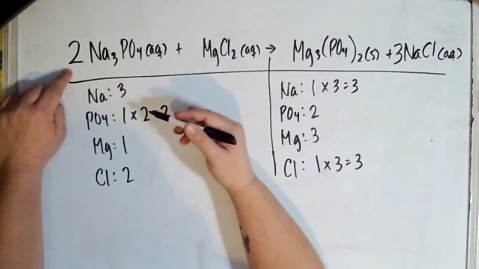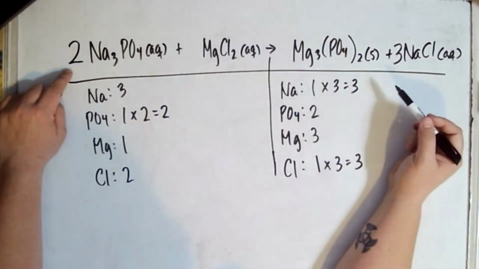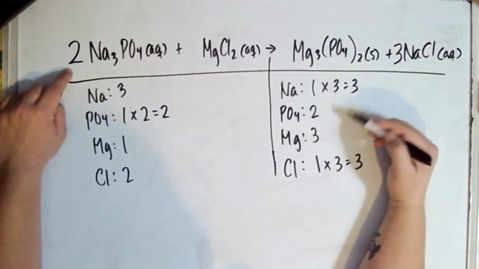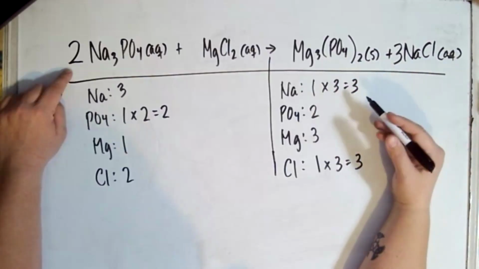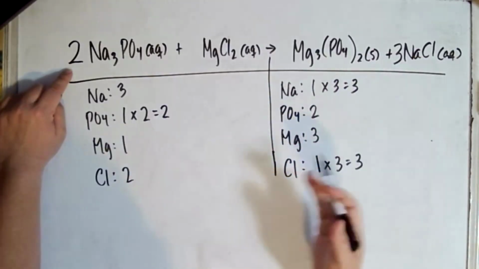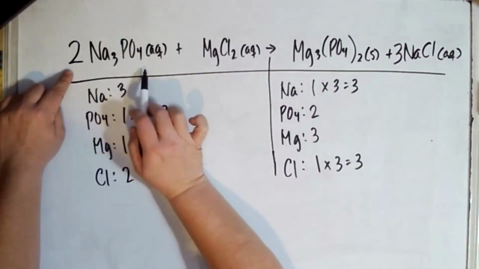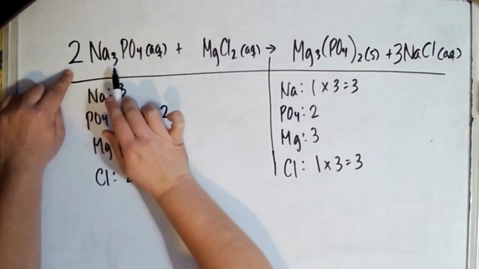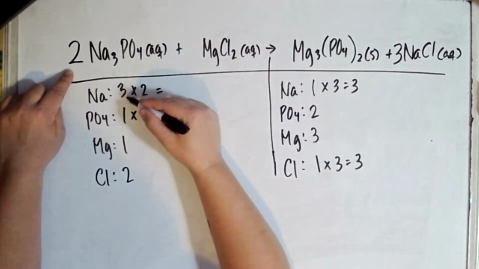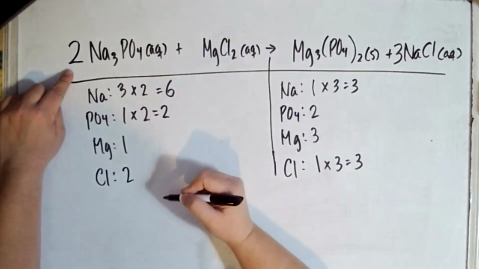sometimes you'll have to make changes to coefficients that you're working with as you go, because you'll change something else and you'll say, oh, look, that's changed the number of sodiums I have. So now I'm going to have to make a change here. That's fine because you just have to follow the process through. I'm putting a 2 in front of my Na3PO4, so I'm going to have to multiply the number of sodiums I have by 2 as well. So I don't just have 3 sodiums on my reactant side. I'm going to end up with 6.